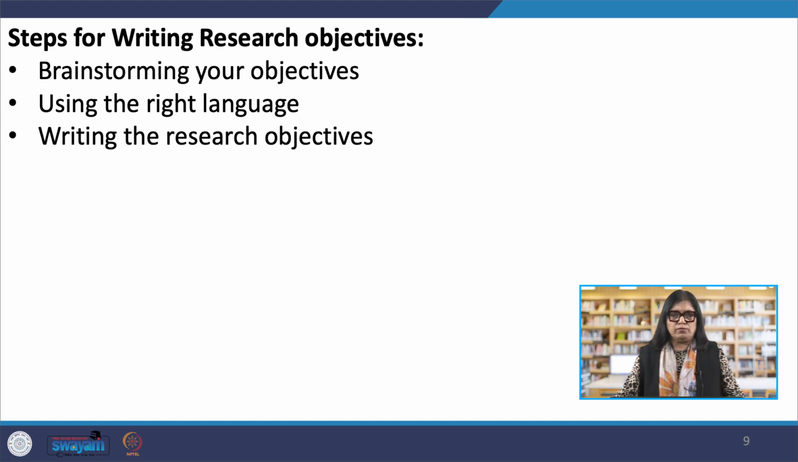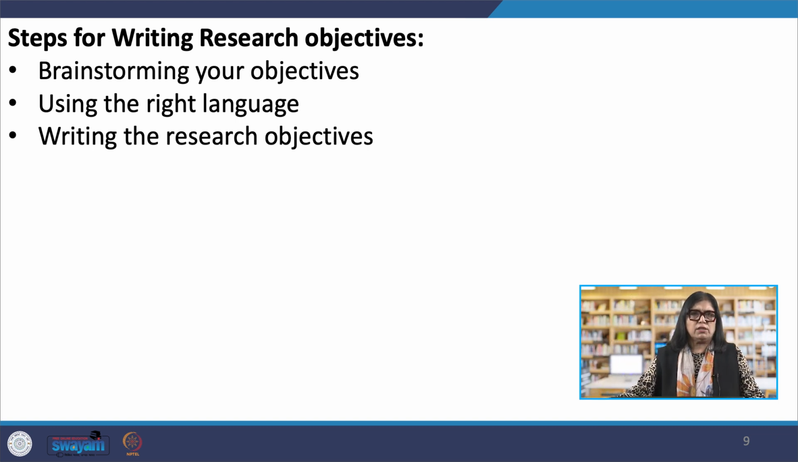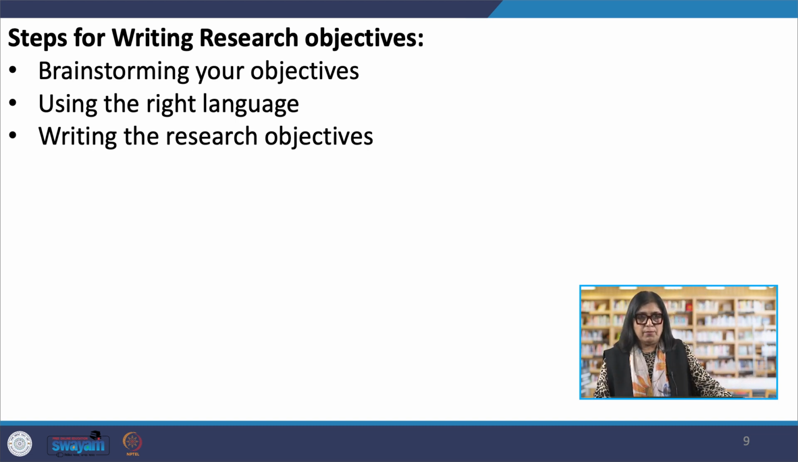Limit the number of objectives. Assess each objective using SMART. Using the right language, start each objective with an action verb like assess, compare, determine, evaluate, which makes the research appear more actionable. Use specific language without making the sentence data heavy.